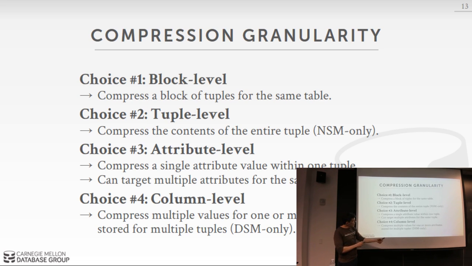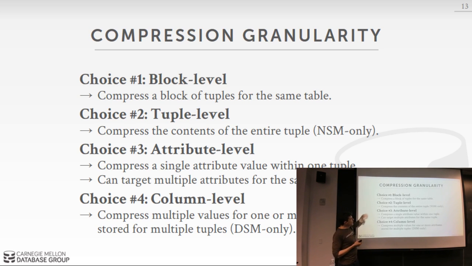I can do this on a tuple level, where I grab an entire tuple, if it's a row store, and just compress the data that's inside of it. I can do this on an attribute level, where for a single tuple, a single attribute, I compress it. This is what Postgres does for their overflow variable length field. They write it out to this thing called TOAST, a separate storage engine, and then they do gzip on the TOAST data. That's doing it on a single attribute. The one we're going to spend most of our time talking about in the class is doing it at the column level, where we take one or more attributes within a single table and compress them all together if they're stored as a column store.